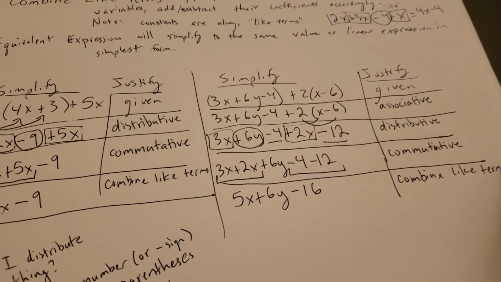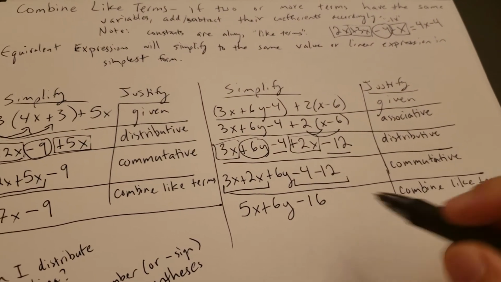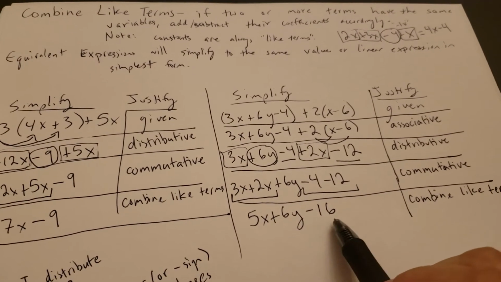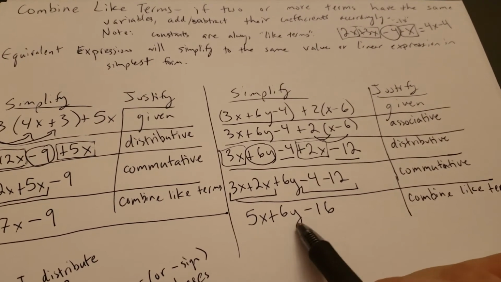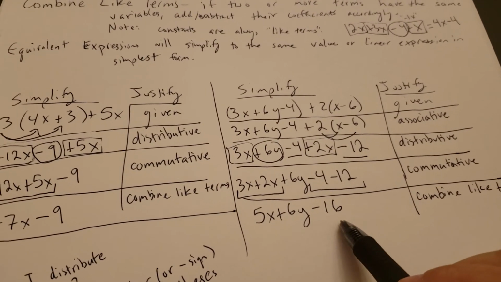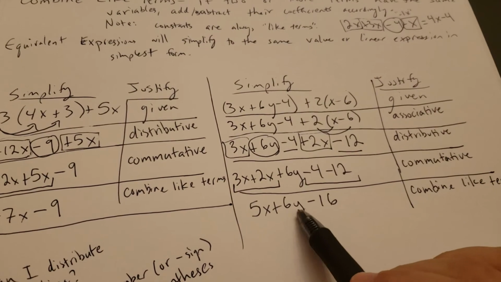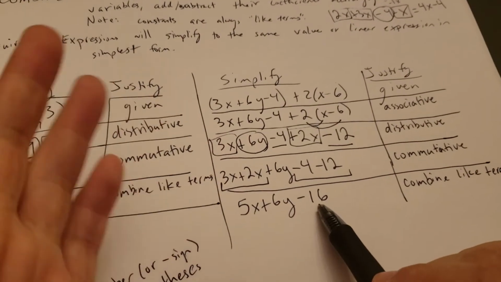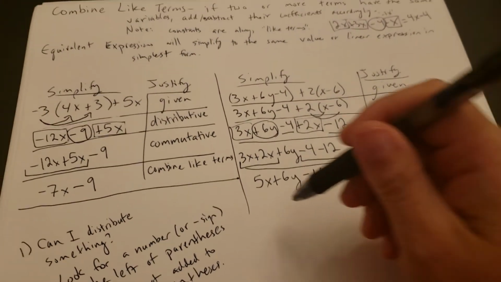How do you know if you're done? You look at that and you say, okay, is there anything else that has x in it? Nope. Is there anything else that's got y in it? Nope. Is there any other constant? Nope. I have a term with all my x stuff, a term with all my y stuff, and a term with all my constants. That's it. I'm done.